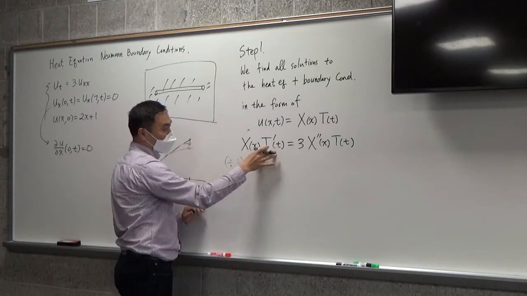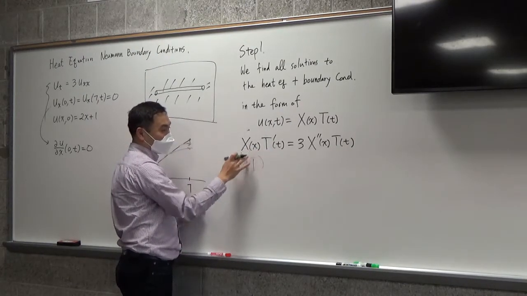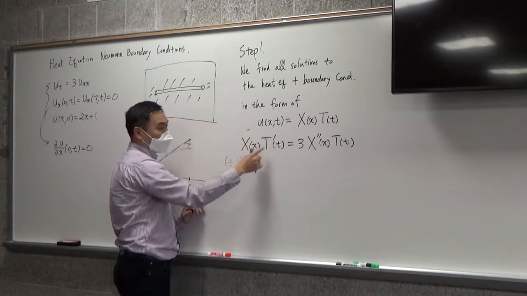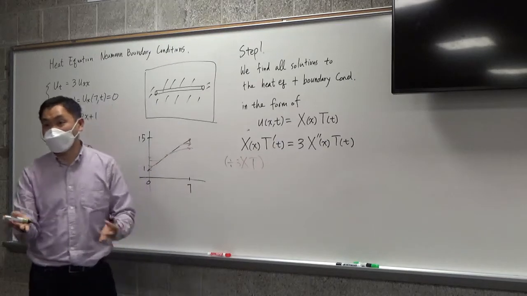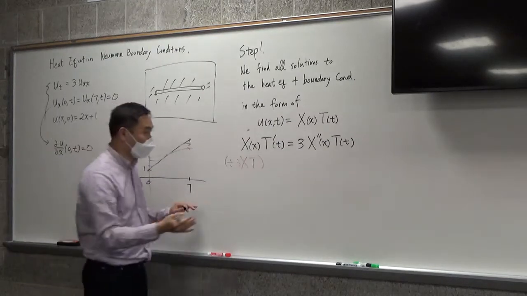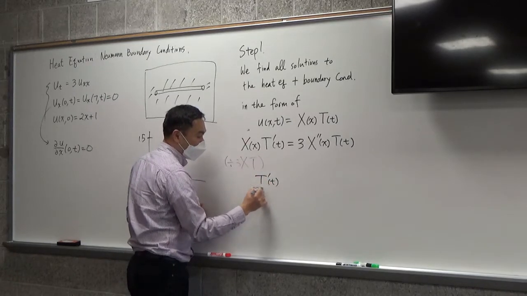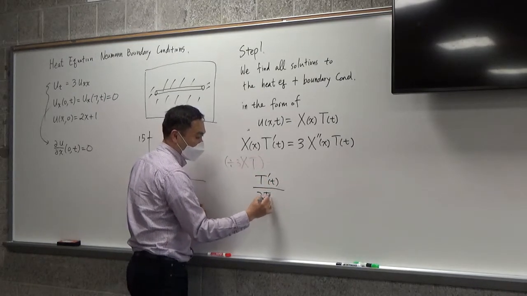And if you divide this by this, I see that they both have x of x. So these two will cancel. But t prime and t, although they look alike, they're different functions, so you can't cancel them. So that makes the left side as t prime of t over 3t of t.